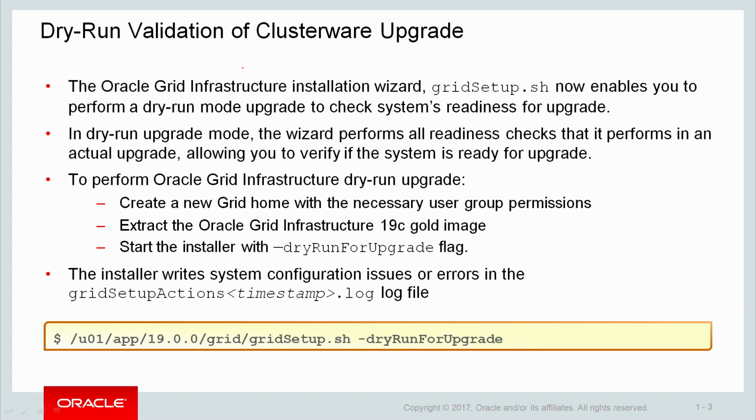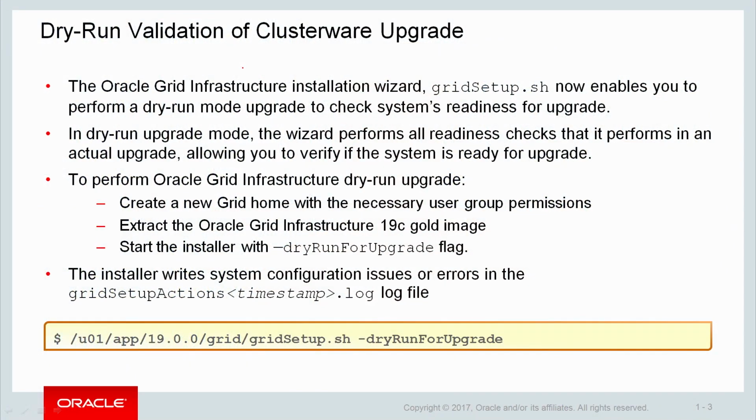So to perform the Oracle Grid Infrastructure dry run upgrade, first of all, you prepare the Oracle home. Create a new grid home with the necessary user group permissions, extract the Oracle Grid Infrastructure 19C gold image, and then start the installer with the dry run for upgrade flag. The installer will write any system configuration issues or errors into the log file, which is called gridSetupActions timestamp.log, and you can read that through and then take any actions you think are necessary.